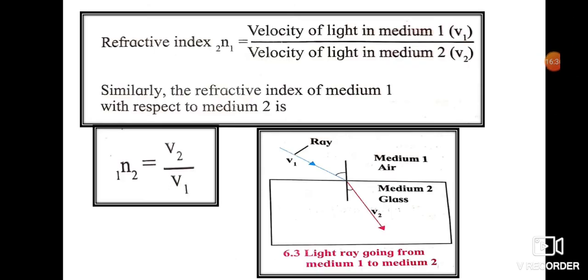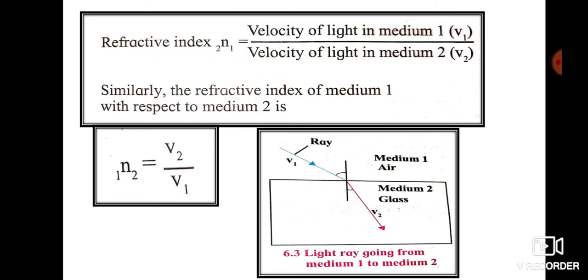Now let us study refractive index. Now let us look into the figure. We have 2 media here, medium 1 and medium 2. Medium 1 is air and medium 2 is glass. So far we were talking about the direction of the ray of light. Now we are going to learn a little about refractive index and velocity. Let the velocity of light in medium 1 be v1, and in medium 2 let the velocity of light be v2.